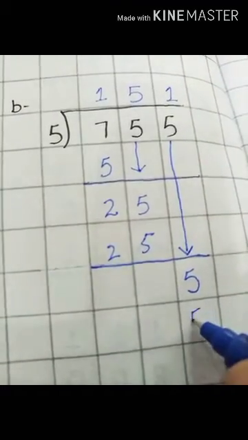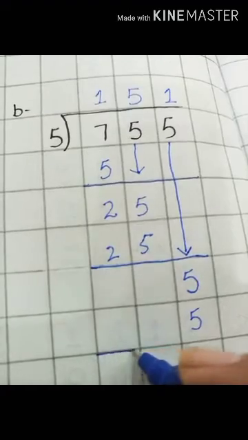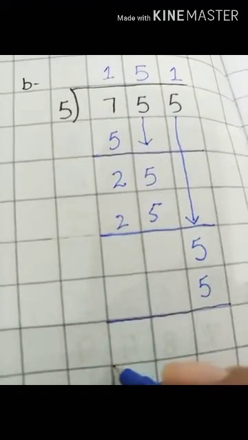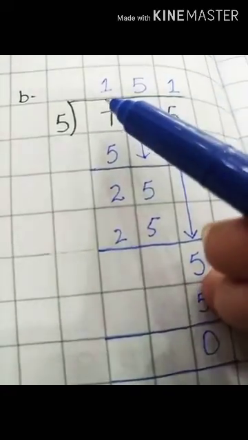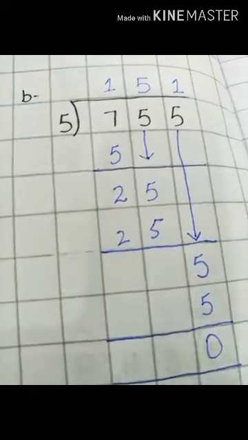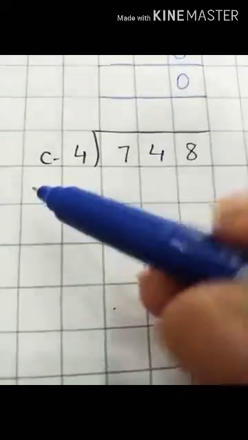Now students, in the next step, 5 ones are 5. So students, 5 minus 5 is 0, which means that our remainder is 0. So we have done our division completely. Our quotient is 151. Next part is C.